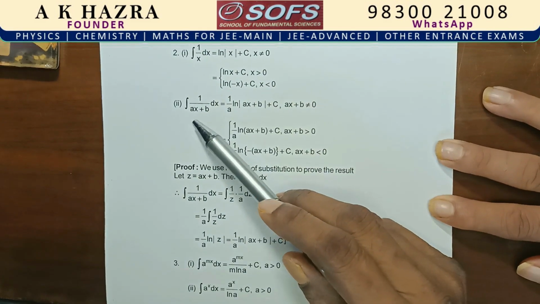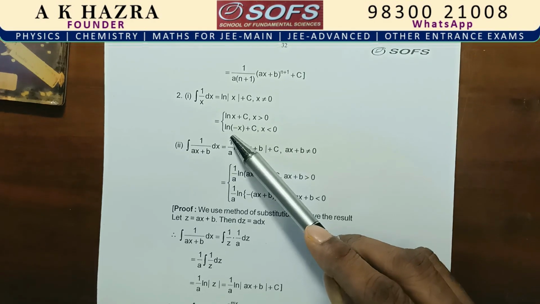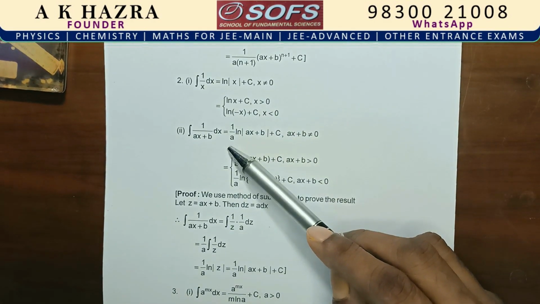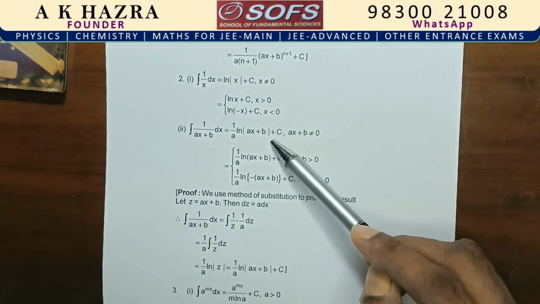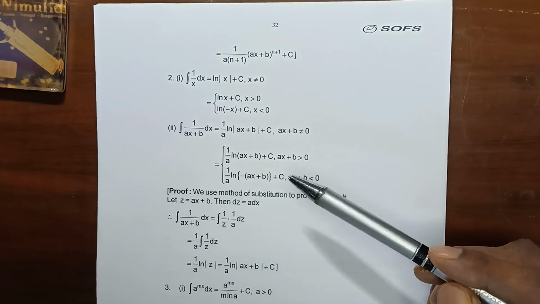Similarly, as before, if we have ax+b, a is the coefficient of x, so it will be in the form of 1/a ln mod ax+b plus c. Clearly, as before, ax+b is not equal to 0.